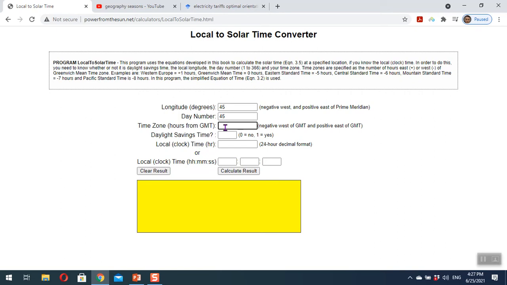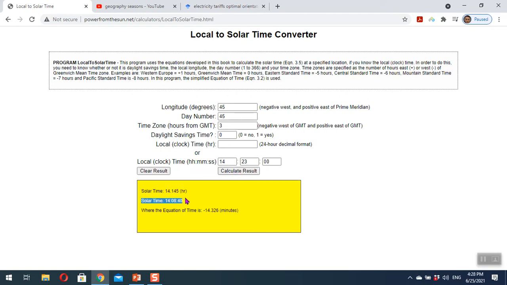Time zone: for example, if you are in Iraq, you take it as 3. Then whether you have daylight saving or not; I think for you it is 0 in Iraq. And what is the local or clock time? You can enter the local time either in 24-hour decimal format, or hour and minute. For example, if I enter it like this, then calculate the result.